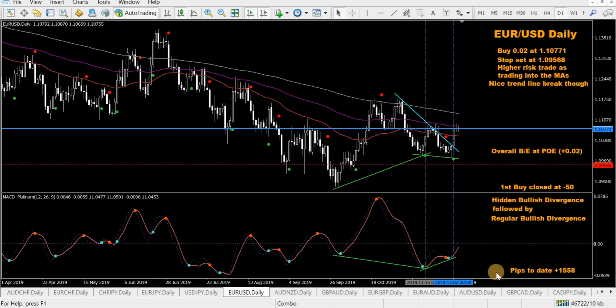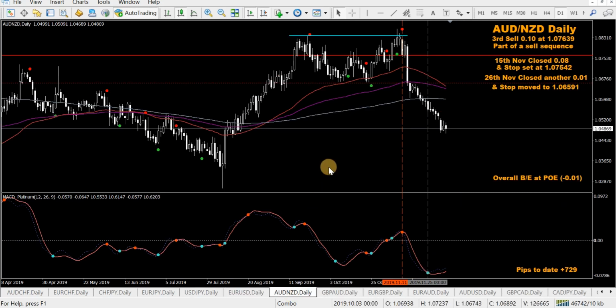I've made a few pips on the euro, surprisingly, because as you all know, if you've listened to me for a while now, you know I don't like this pair. Tough pair to trade sometimes.